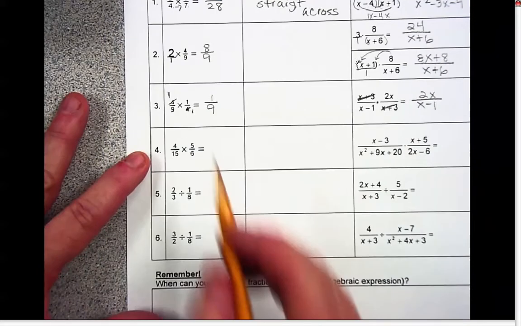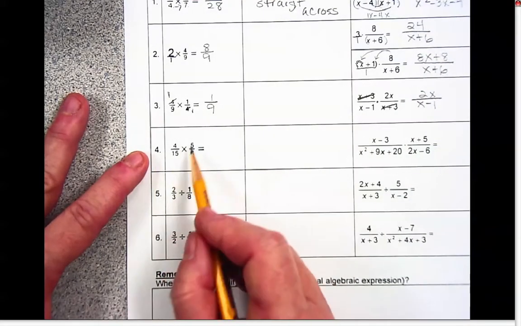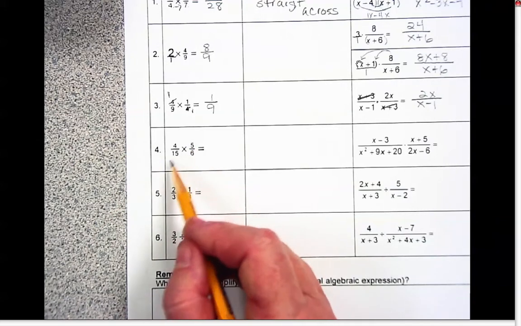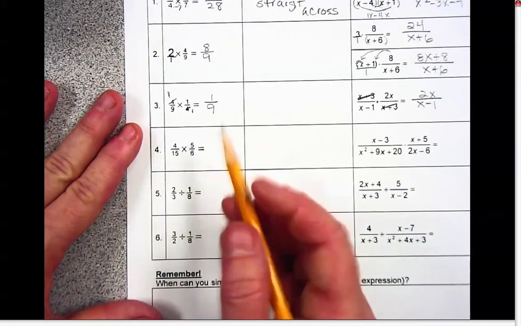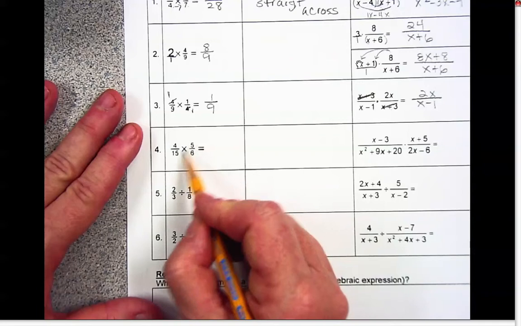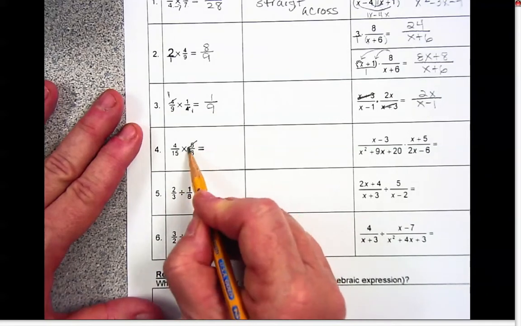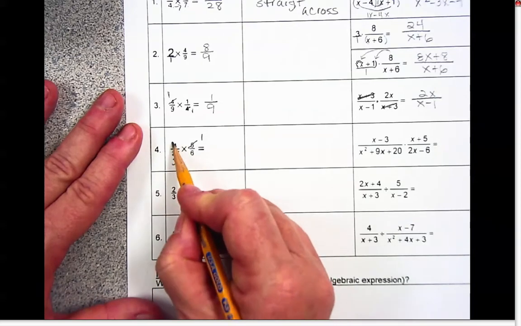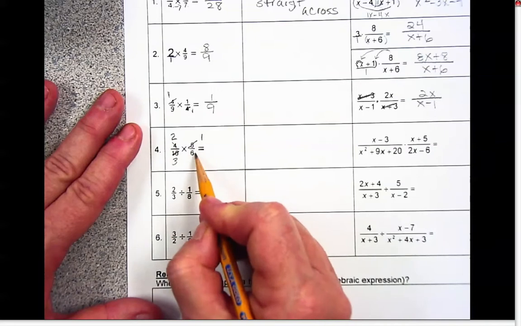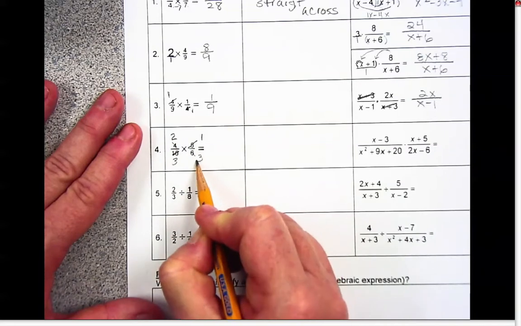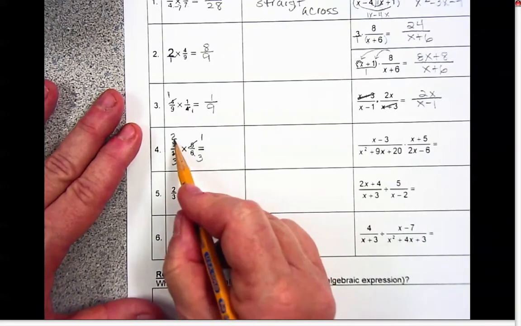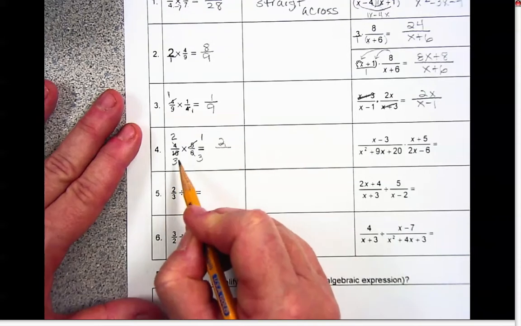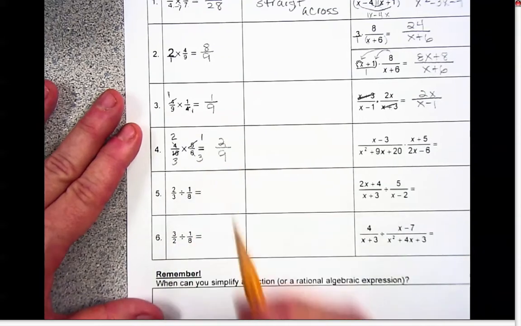Okay, on this one, there are some common factors, so we can cancel some out, but they're kind of hidden. Since 5 will go into 5 once, and 5 will go into 15 3 times, we can do that. And then 2 will go into 4 and 6, so 2 will go into 4 twice, and 2 will go into 6 3 times. That gives us 2 times 1 is 2, over 3 times 3 is 9.